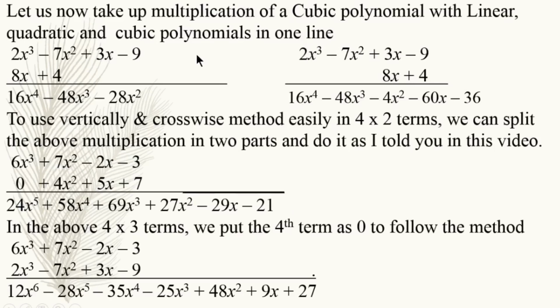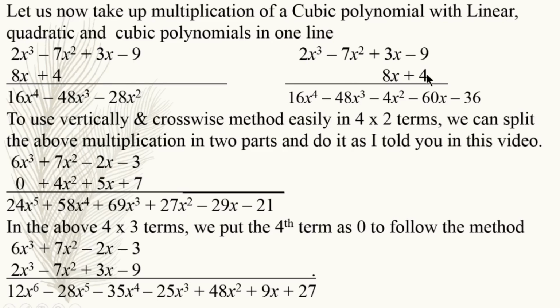Let's now take up multiplication of cubic polynomials with a linear, quadratic and cubic polynomial in one line. So the first example is 2x cubed minus 7x squared plus 3x minus 9 multiplied by 8x plus 4.